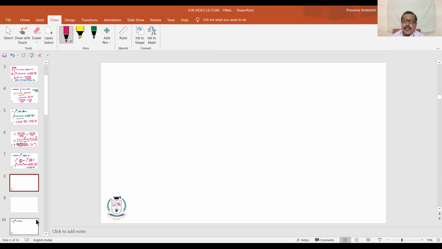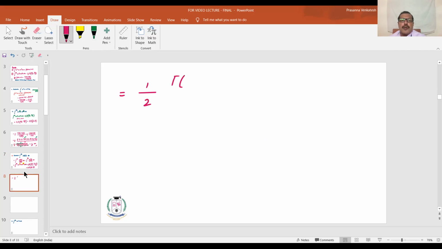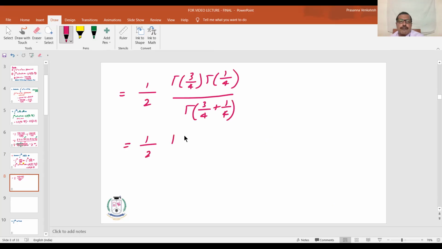So simplifying this further, this is equal to 1 by 2. The last step we had is beta of 3 by 4, comma 1 by 4. So it is gamma of 3 by 4 into gamma of 1 by 4 divided by gamma of 3 by 4 plus 1 by 4. Let me rewrite the numerator by writing 1 by 4 first, 3 by 4 next, which is equal to 1 by 2 gamma of 1 by 4 into gamma of 3 by 4 whole divided by gamma of 3 by 4 plus 1 by 4, which is 1. So gamma of 1. Gamma of 1 is 1.